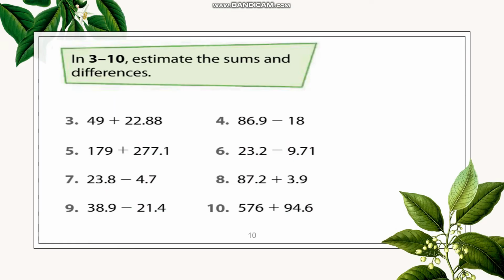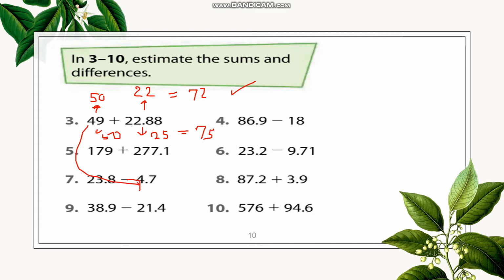So like for example, 49 plus 22.8. So if I'm going to change 49 using compatible numbers, this is nearest to 50 and this is nearest to 22. Okay, so 50 plus 22, that is 72. That is a possible answer. Or I will change this 22.8 into 25. And I will change this 49 into 50. So 50 plus 25, that is 75.